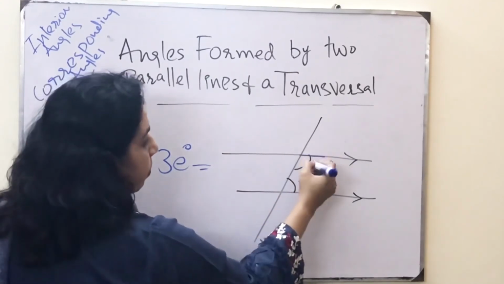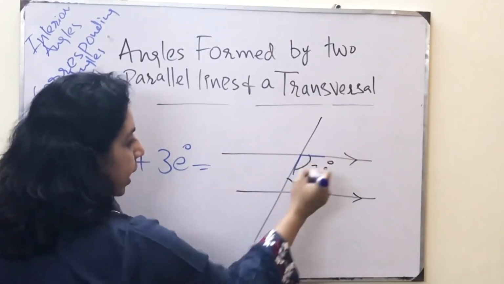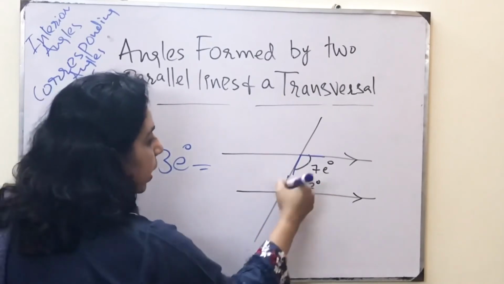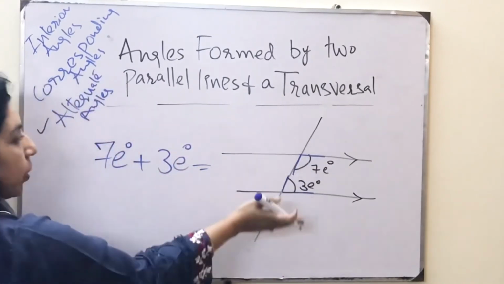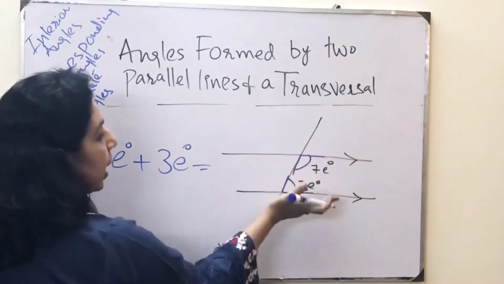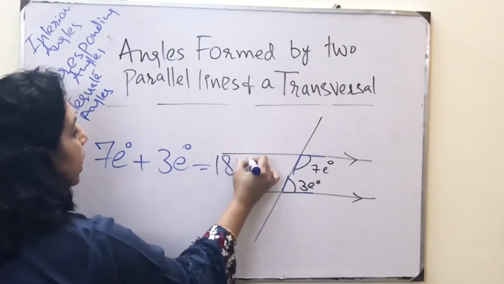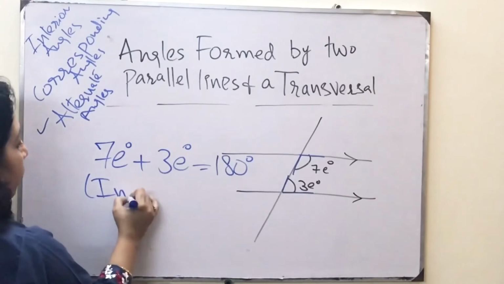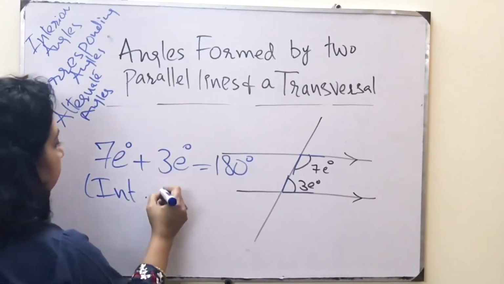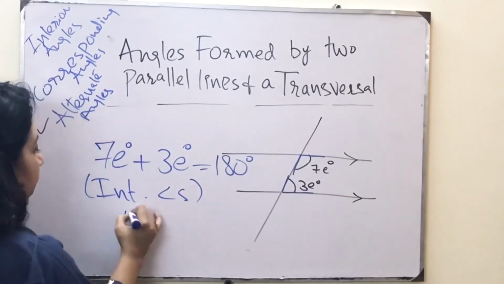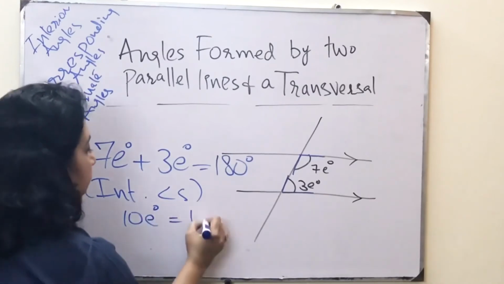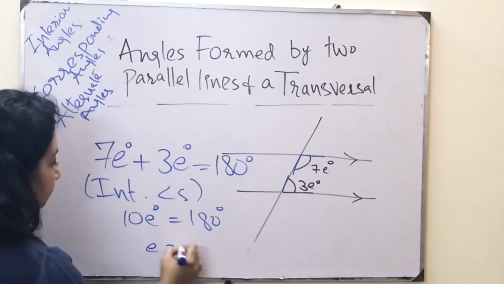In this question you can see 7e and 3e are making interior angles. One is below the line on the right side and the other is above the line on the right side. Both are on the same side between the lines with the same transversal. So the sum of interior angles is 180. We shall add 7e and 3e and we shall have 10e equals to 180. The value of E will be 18 degree.